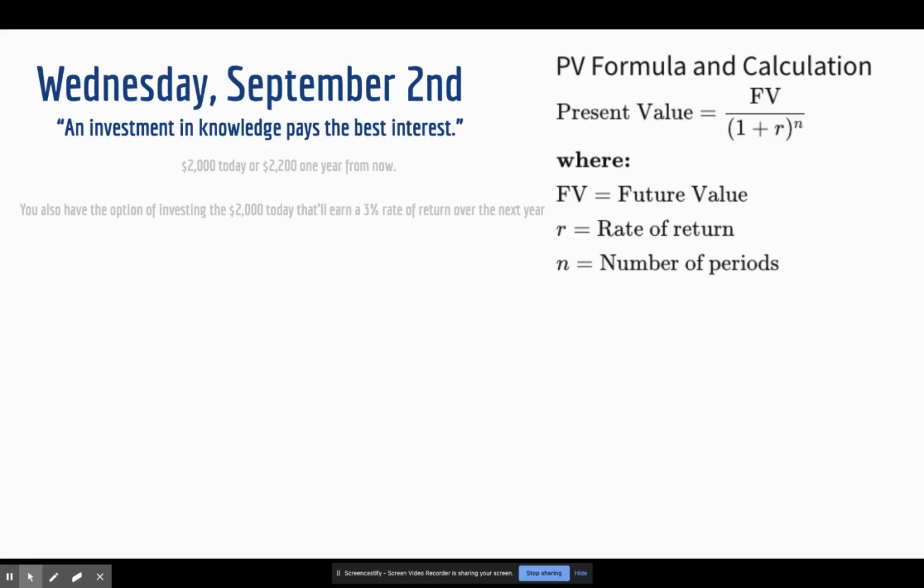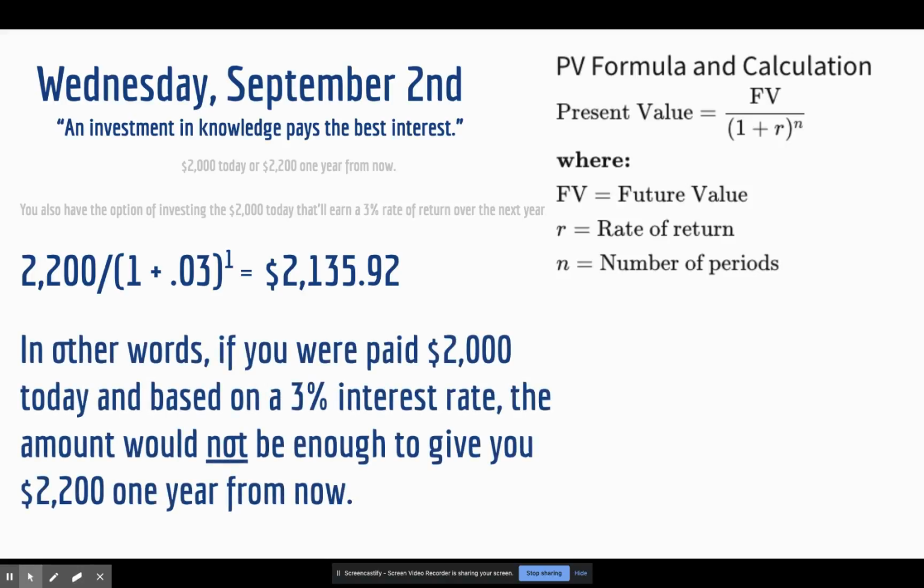So if I plug in the information from this scenario into my present value formula, I take my $2,200, which is my future value, and I divide that by 1 plus the rate of return, which is 0.03, and the number of periods again is 1. So I would expect in this scenario that $2,000 at a 3% rate of return would total $2,135 and some change 1 year from now. So what does that say about our choice? In other words, if you were paid $2,000 today and based on a 3% interest rate, the amount would not be enough to give you $2,200 1 year from now. So it's clear we can see which one we should pick.